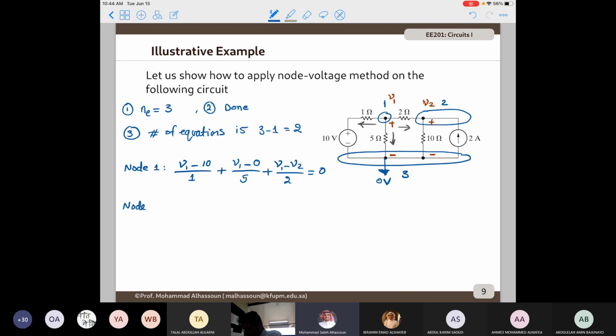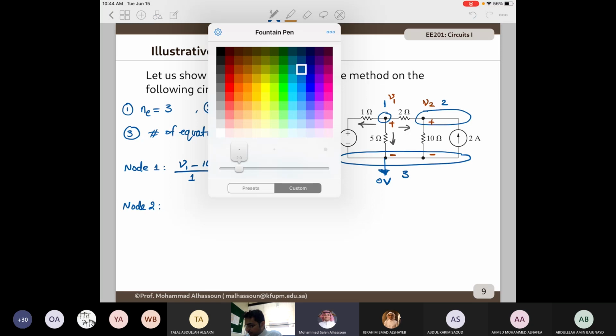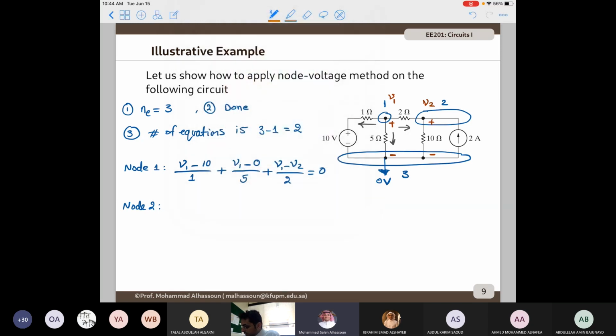So now let's write down the equation for the second node. I'm assuming all the currents are leaving that node. First of all, I don't need to assume anything here because I have a current source, and that current source is entering the node. So I can use it as it is, but I need to change its sign. But here I have this current leaving that node, and that current is also leaving the node.